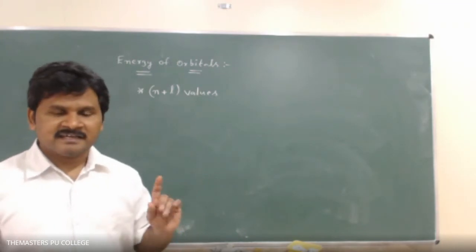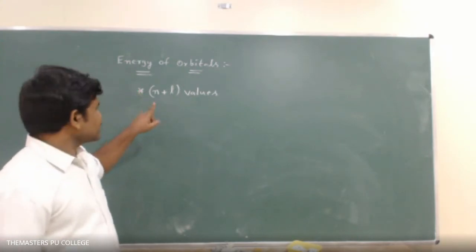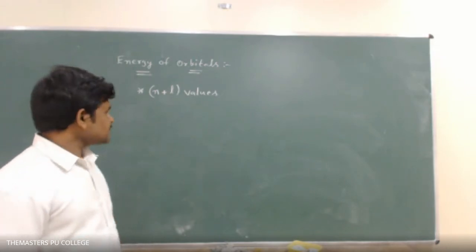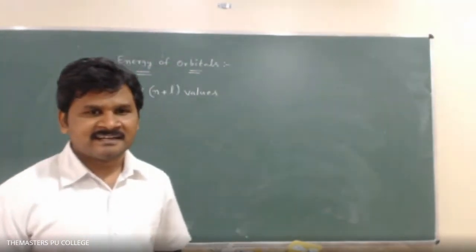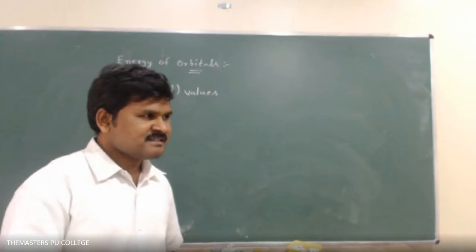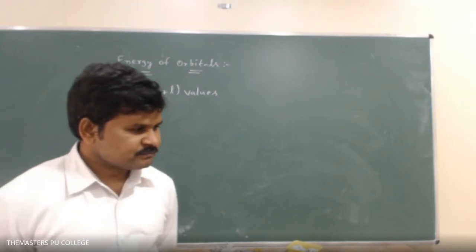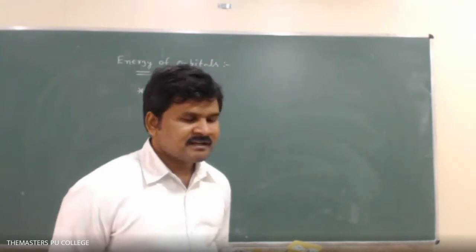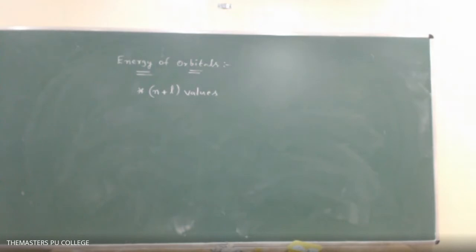Clear, students? I repeat, how to calculate energy of orbitals? Energy of orbitals we can calculate by using n plus L values. Greater the n plus L value, greater is its energy. Please write down those 2 points. The energy of orbital can be calculated by using n plus L values.